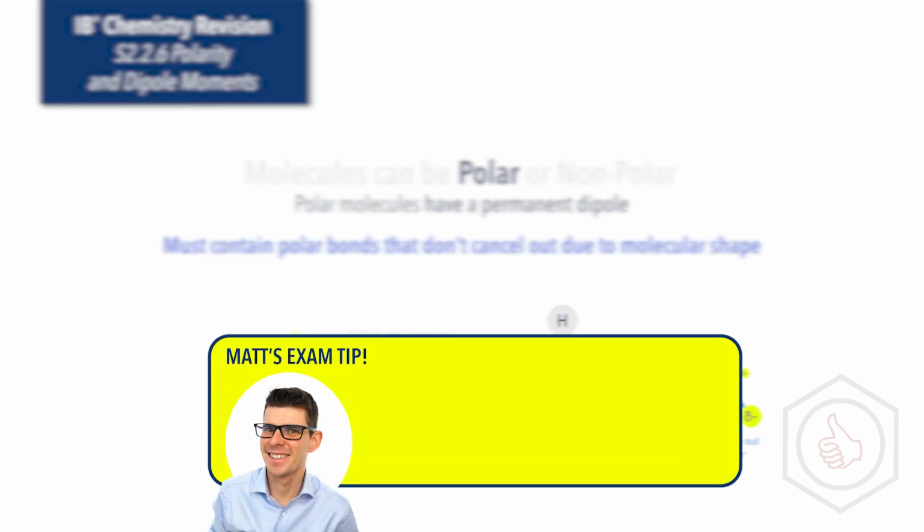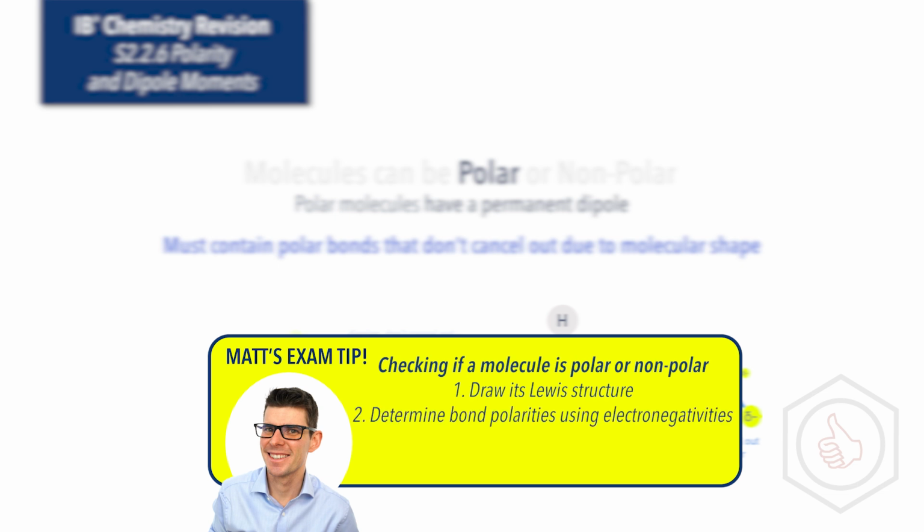Exam tip here. Deciding whether a molecule is polar or nonpolar can be difficult, even if it contains polar bonds. So first of all, draw the Lewis structure and then determine bond polarities using electronegativity. Then determine molecular geometry using VSEPR and consider the direction and symmetry of bond dipoles. Decide if the bond dipoles cancel out, then that will tell you whether the molecule is polar or nonpolar.